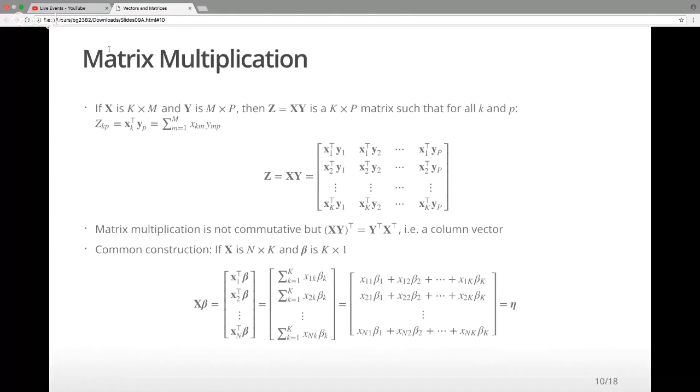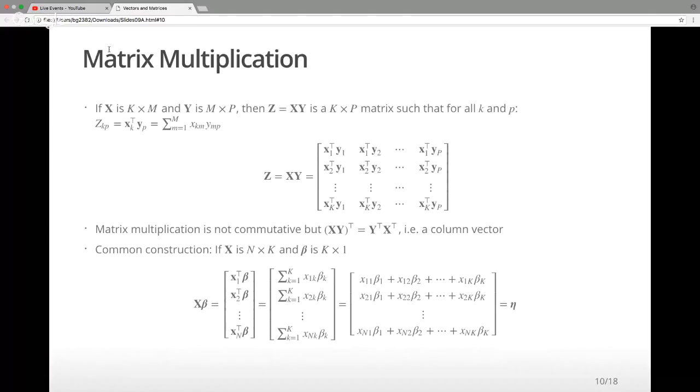So in order for this to make sense, the number of columns in the matrix on the left here, x, which is m, has to be equal to the number of rows of the matrix on the right, in order for there to be the right number of vector multiplications to fill up an entire k by p matrix. And so we say that x and y are conformable for multiplication if the number of columns in x matches the number of rows of y. Otherwise, matrix multiplication between x and y is not defined.